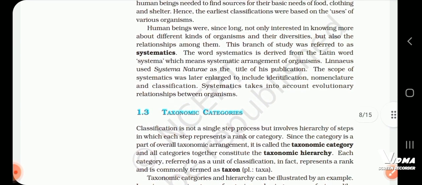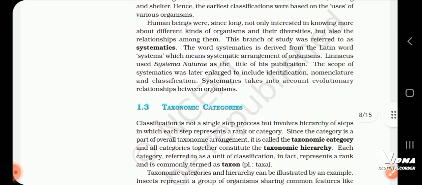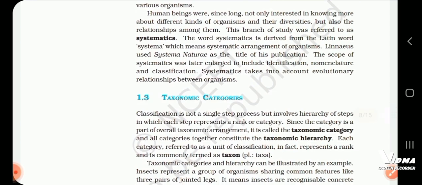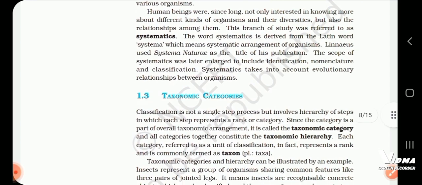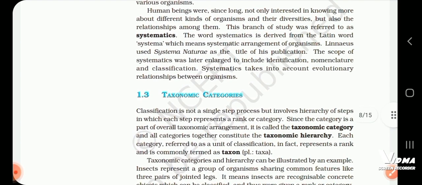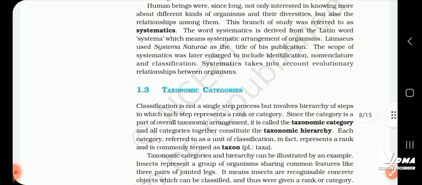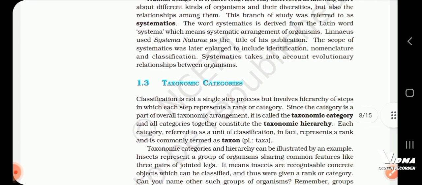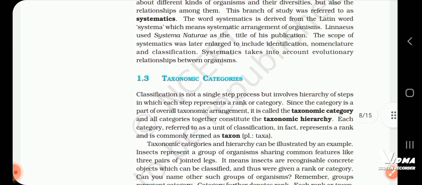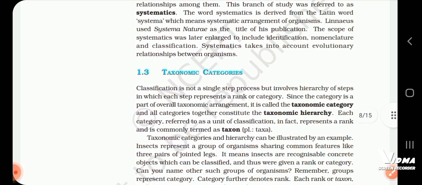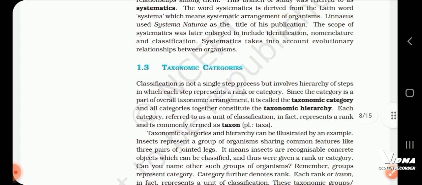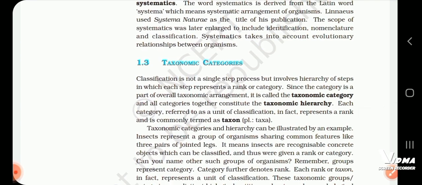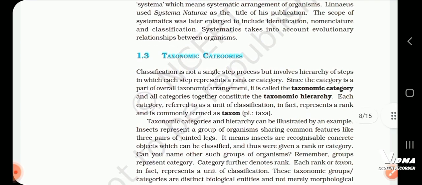Human beings were, since long, not only interested in knowing more about different kinds of organisms and their diversity, but also the relationships among them. This branch of study was referred to as systematics. The word systematics is derived from the Latin word systema, which means systematic arrangement of organisms. Linnaeus used Systema Naturae as the title of his publication. The scope of systematics was later enlarged to include identification, nomenclature, and classification. Systematics takes into account evolutionary relationships between organisms.